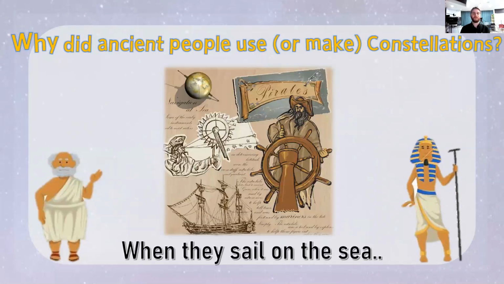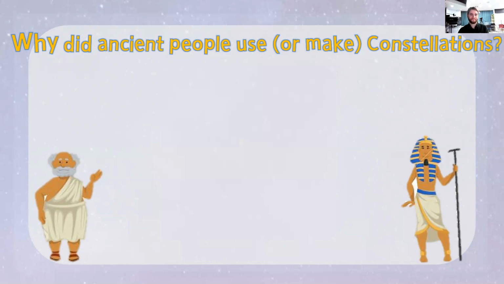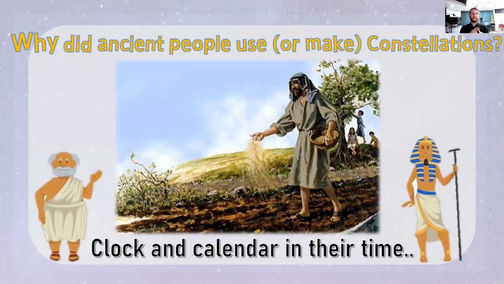And when they sail on the sea, people would use constellations to be sure of what direction they are sailing their ships. Clock and calendar in their time. In old times, there were no clocks and no calendars. So people could actually use the constellations in the sky to see what time of year it is and what time of night it is too.